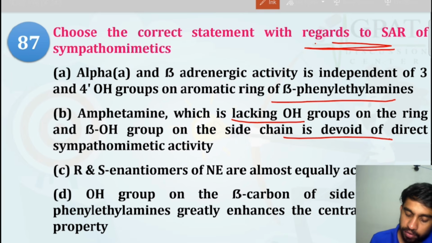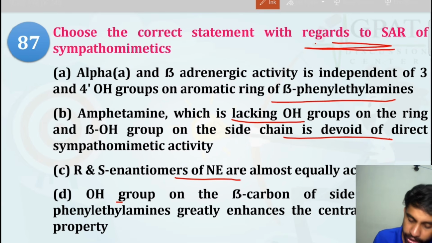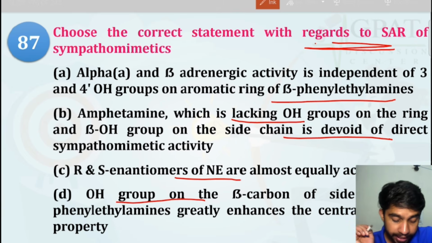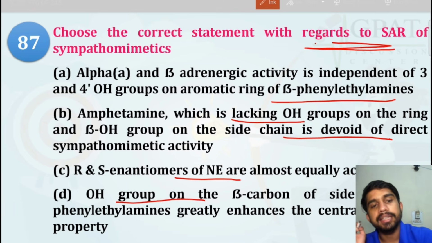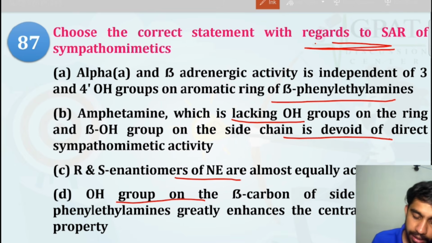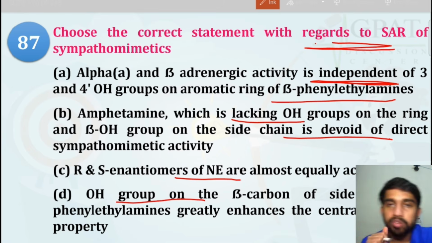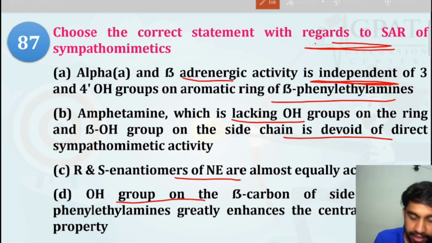R and S enantiomers of noradrenaline are almost equally active, and an OH group on the beta carbon of the side chain of phenylethylamine has greatly enhanced the central stimulant activity. So what is the correct answer for this question? Alpha and beta are independent? No, this is not independent. They are very important for the adrenergic activity of beta phenylethylamine. So this is the wrong answer.